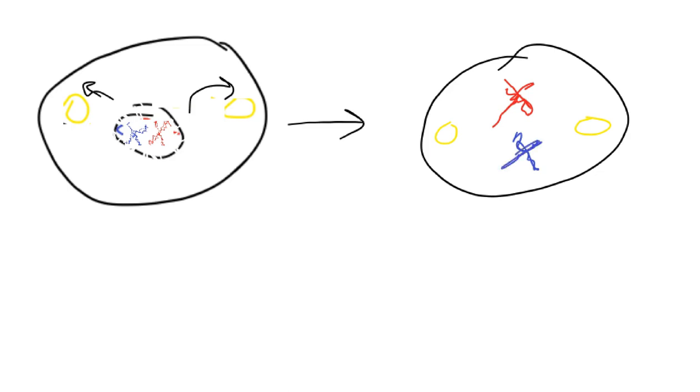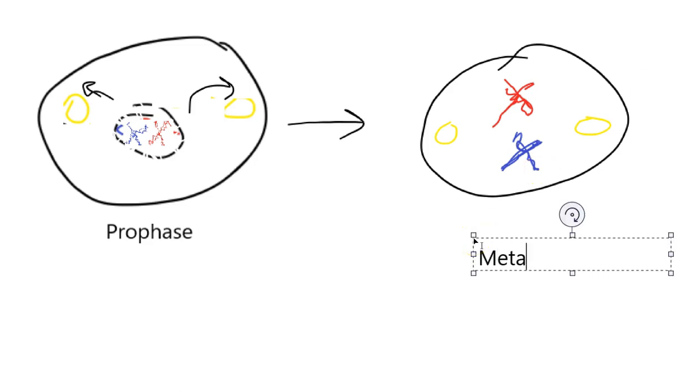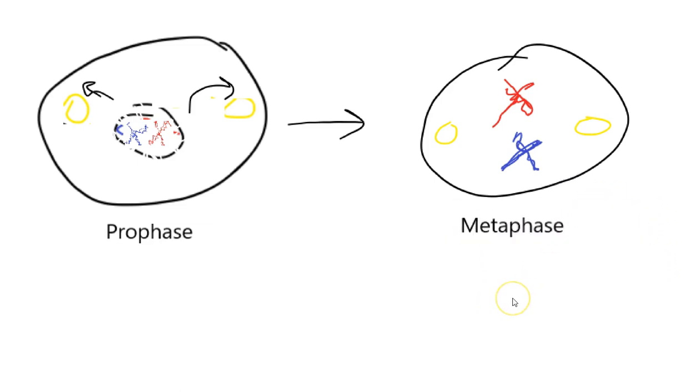All right. So here, let me do this. We'll say here this was prophase. And then out here, oopsies, this is metaphase. All right, so when they line up in the center of the cell along this line called the metaphase plate, that is called metaphase.